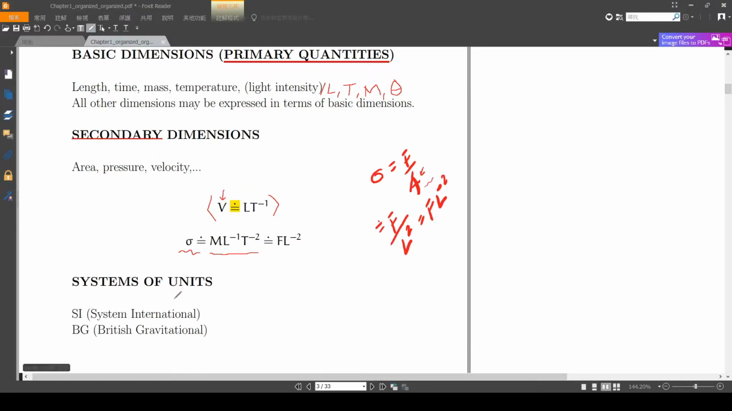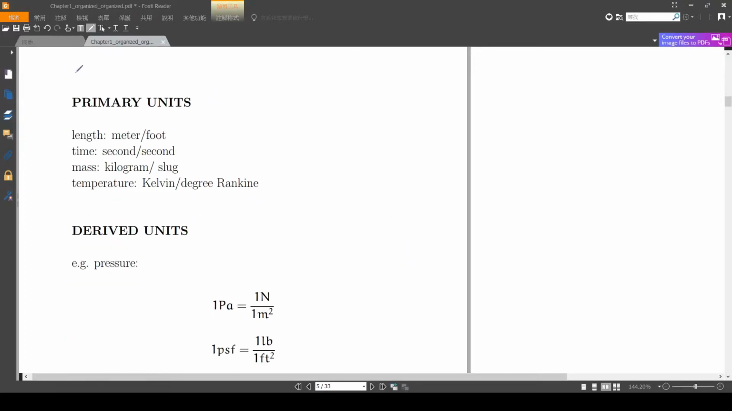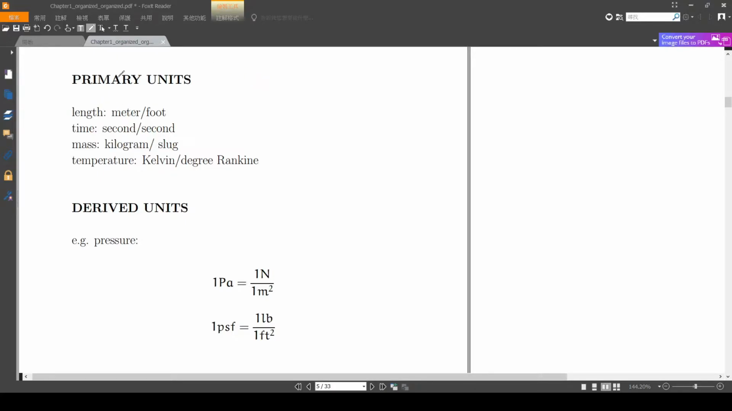In the engineering field, there are two systems of units. One is called the SI, the System International. The other is the BG unit, the British Gravitational Unit. These two are both very important, so you should know both of them. To compare these two, this is the primary units in the SI system and the BG system. We list a table here, and we'll talk a little bit more about the units.